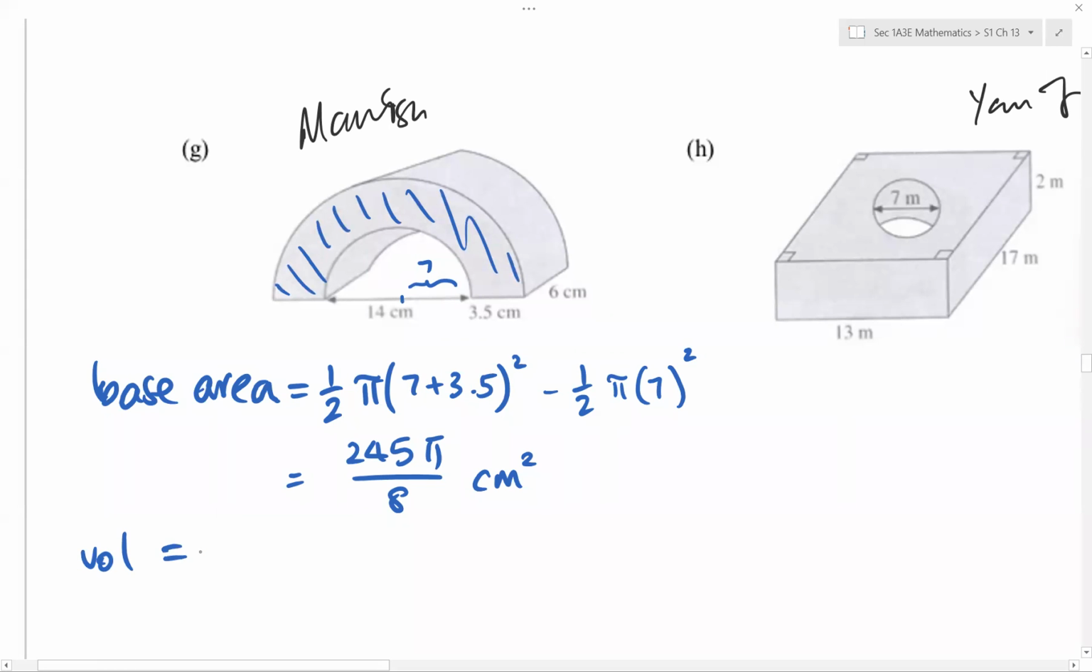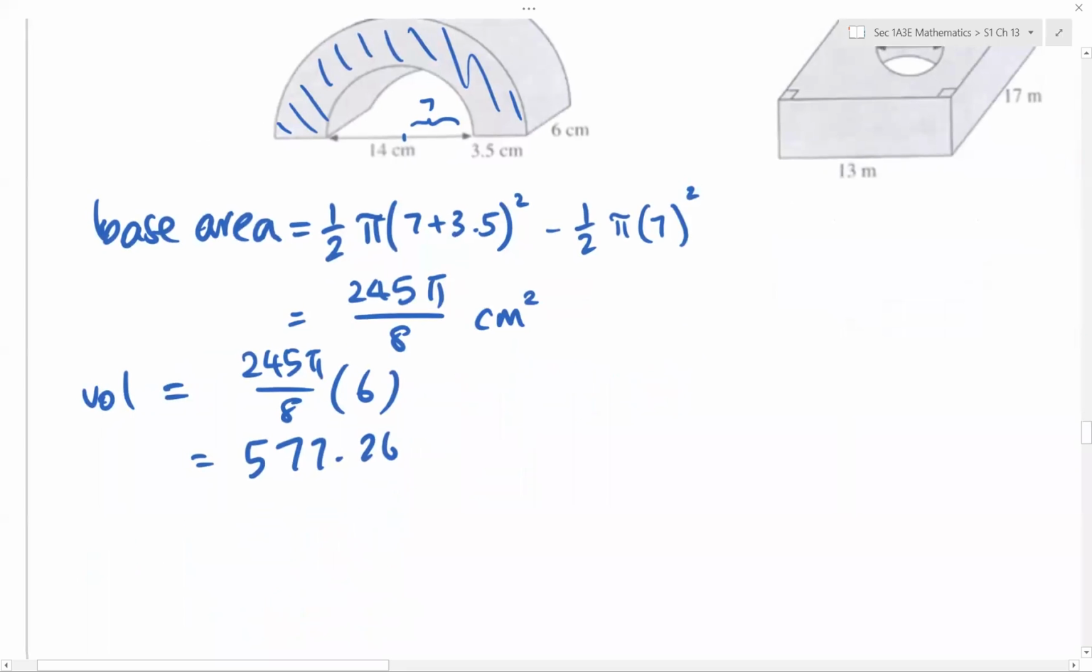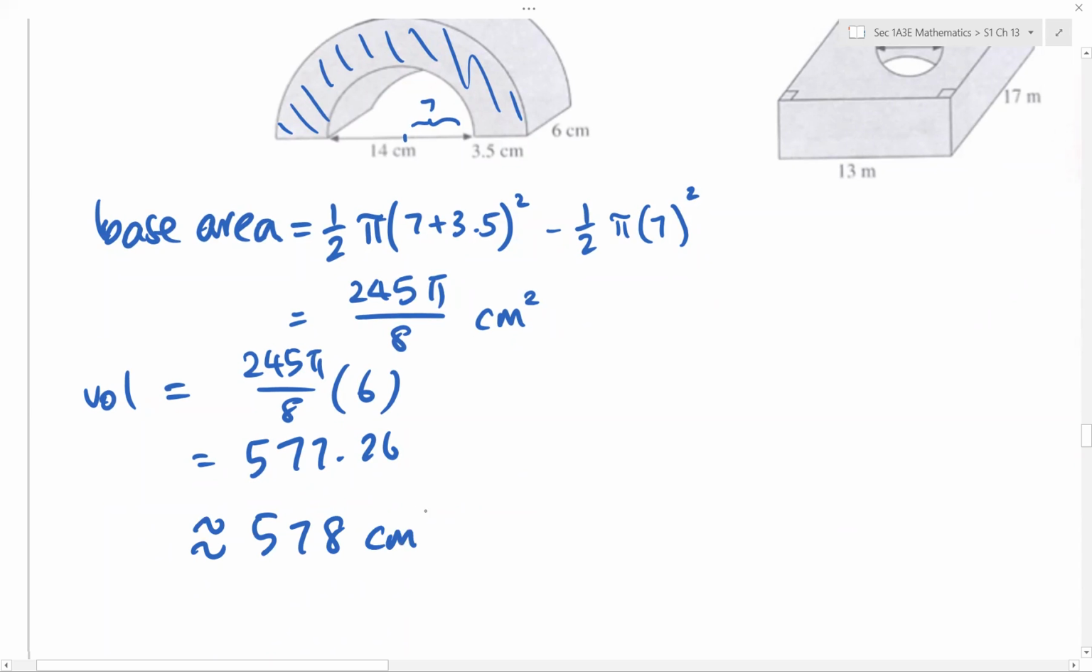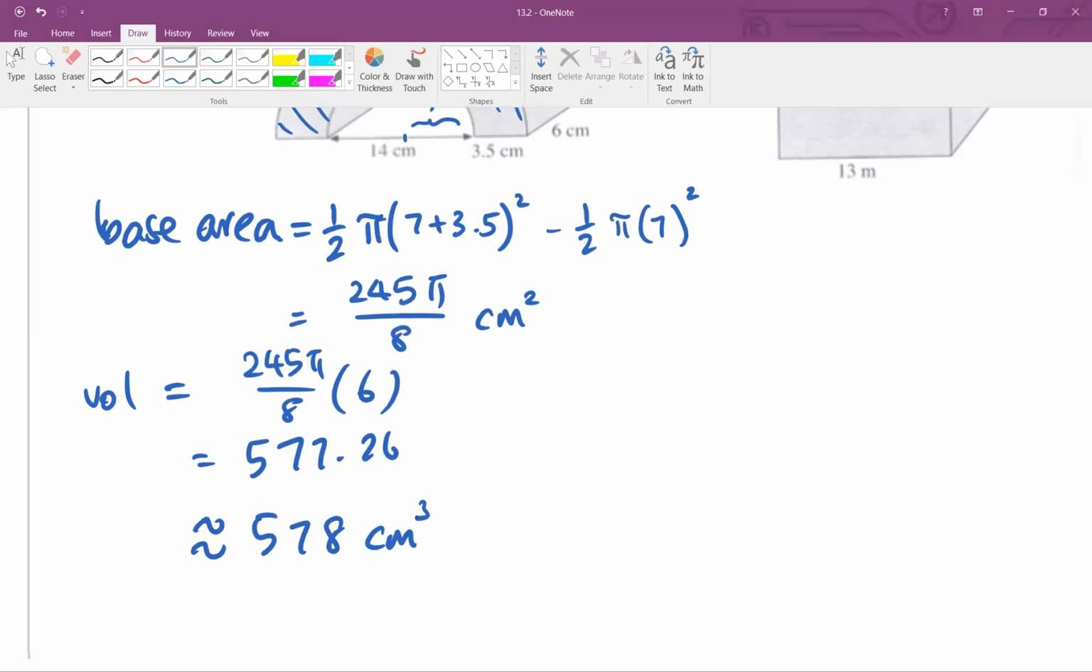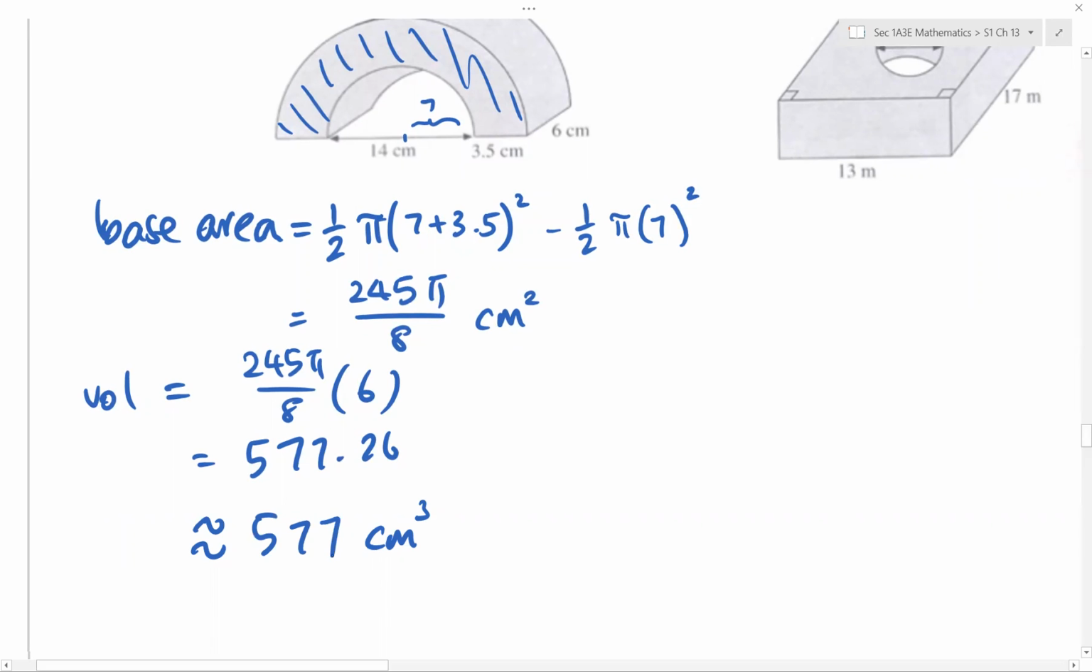So the volume is just 245 pi over 8 times 6. And you get 577.267. Round this off, 578 cubic centimeters. Is it the same as yours, Manish? The final answer? Different. What was yours? Hey, sorry, I rounded off wrongly. 577. So is it the same as yours now?